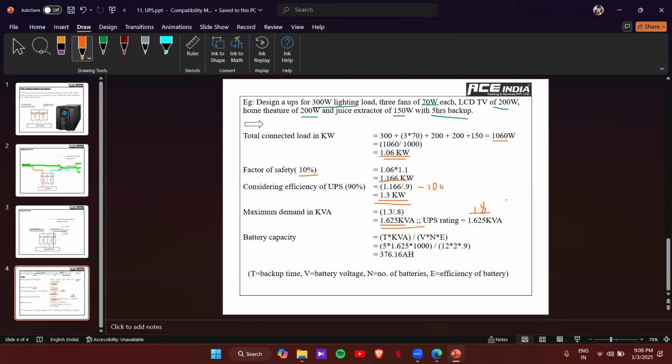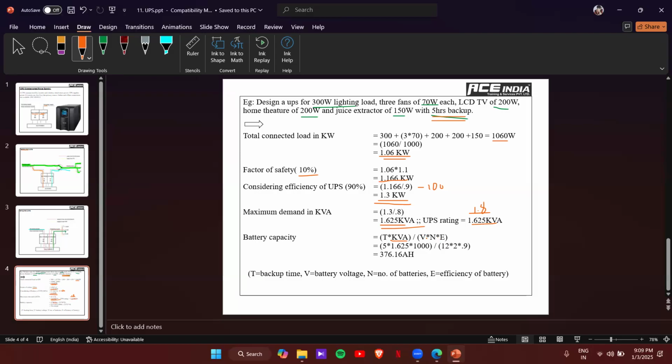Now next we have to get the battery capacity. For battery capacity we have an equation, that is T into kVA divided by voltage into number of batteries into efficiency of the battery. T means time, that means our backup time. It's already given here, that is 5 hours. I should provide 5 hours backup. kVA is the rating of the UPS. The same we can provide.